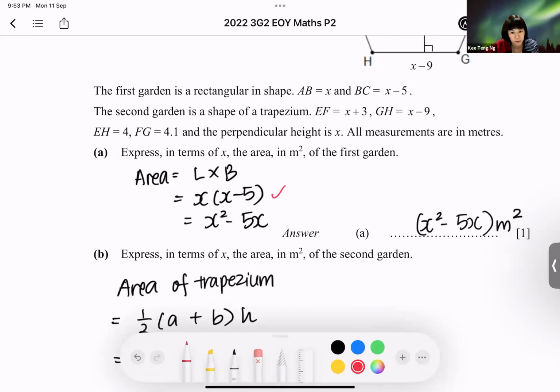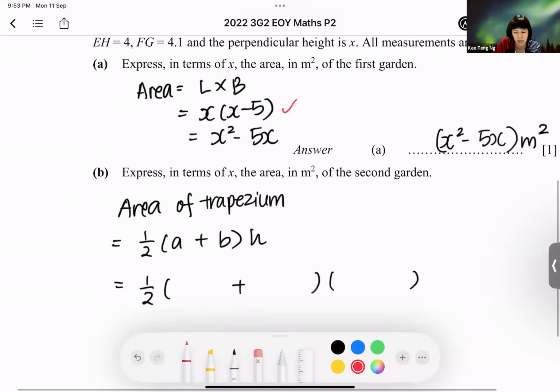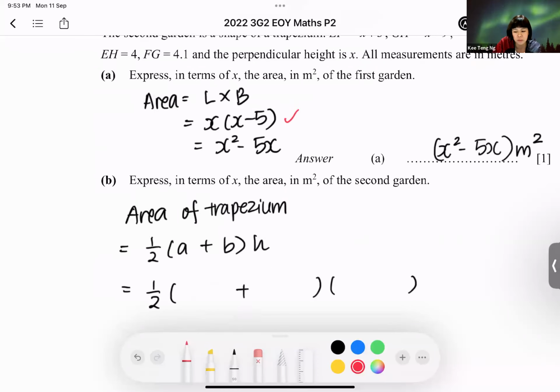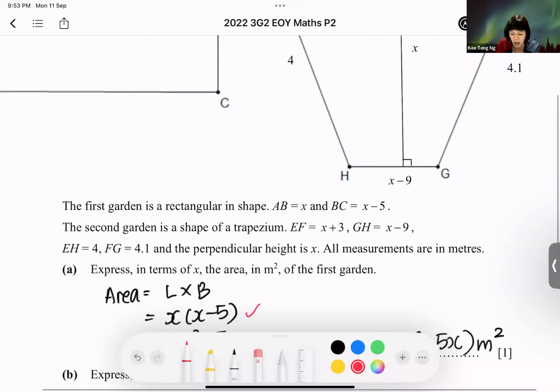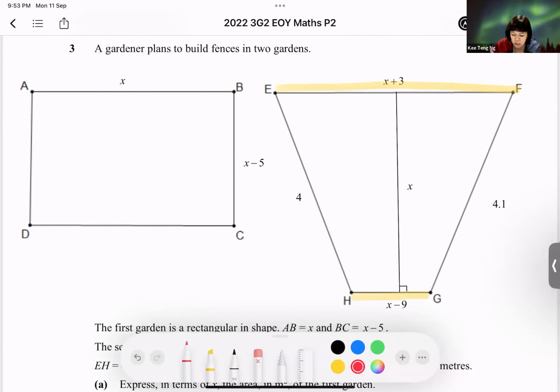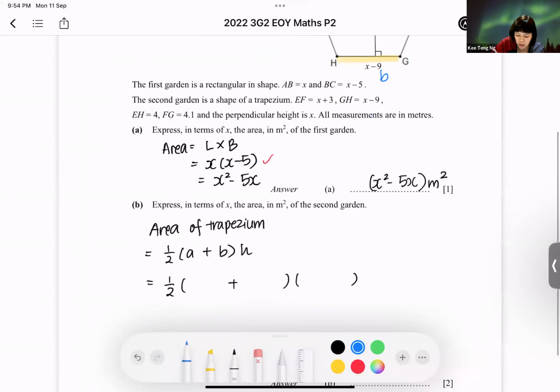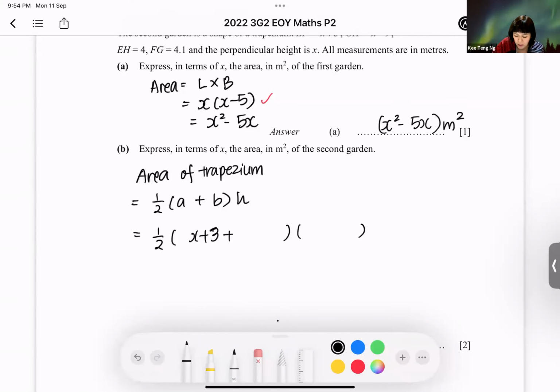Next, find the area of the second garden, which is a trapezium: half times A plus B times height. The A plus B is the sum of the 2 parallel sides. So this is your A, and this is the B. Then where is the perpendicular height? The perpendicular height will be the x. So it's x plus 3, x minus 9, and x itself.